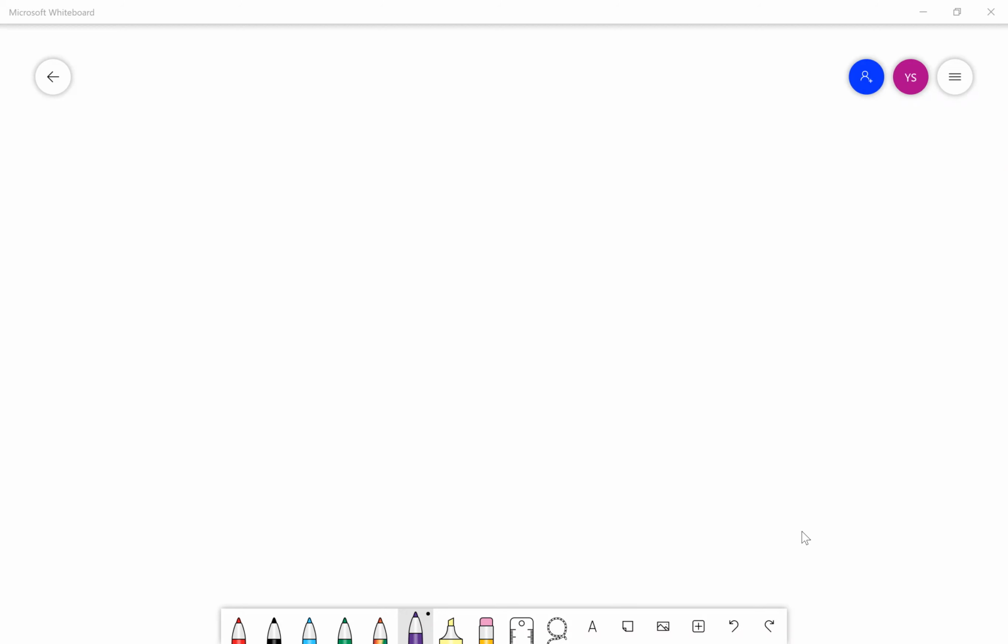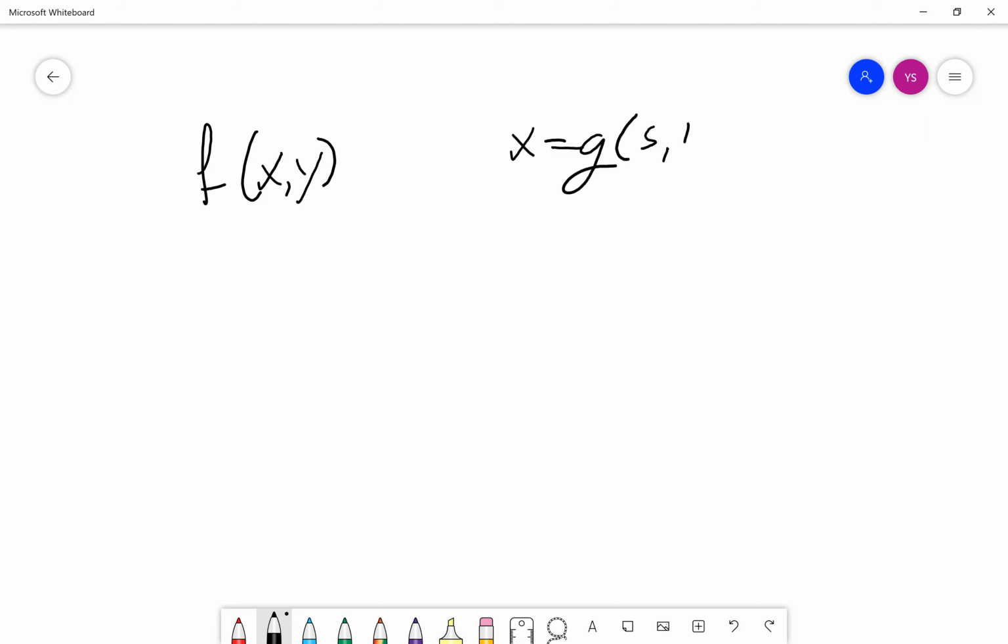So just a quick review of what we were doing. We said that if we have a function f, let's say of x comma y, and then x is a function with respect to, let's say, s and t, and y is a function with respect to s and t, then what is, let's say, the derivative of f with respect to s?